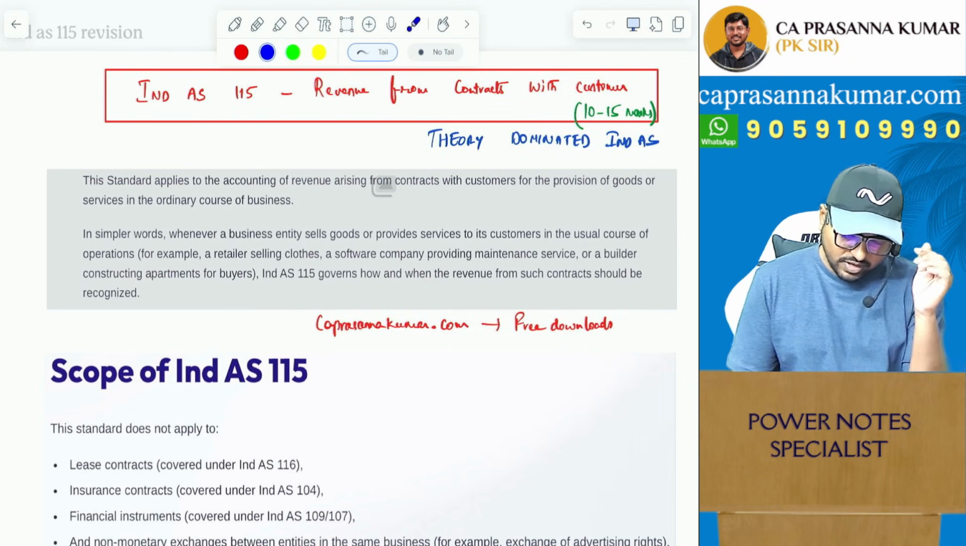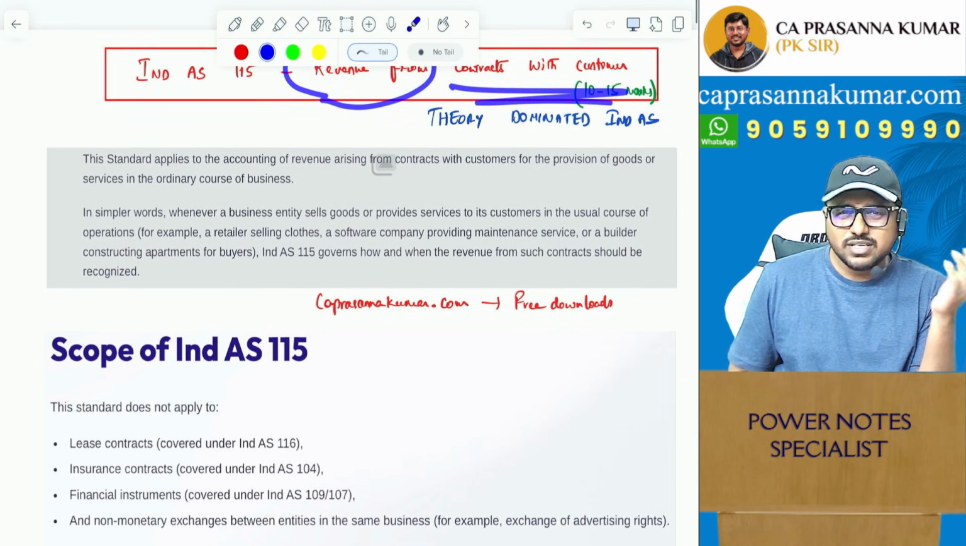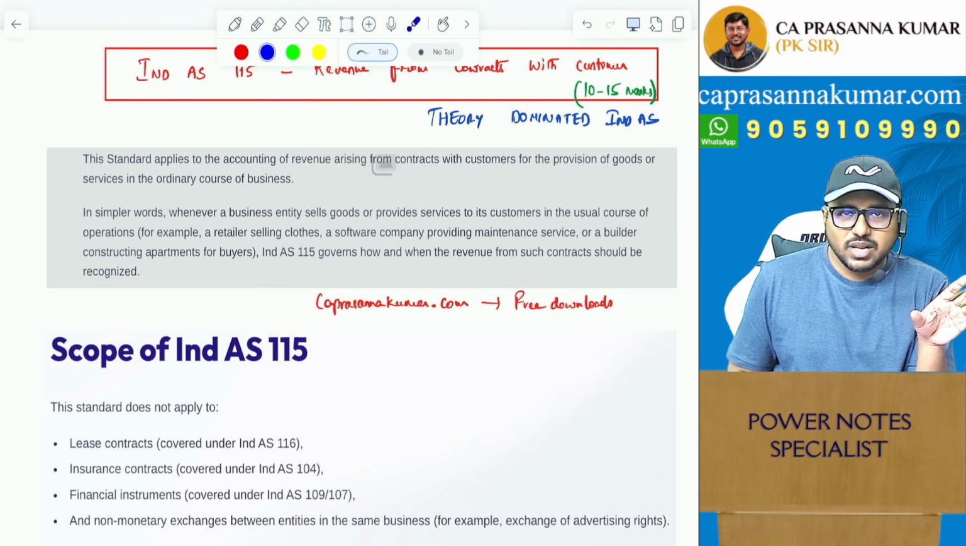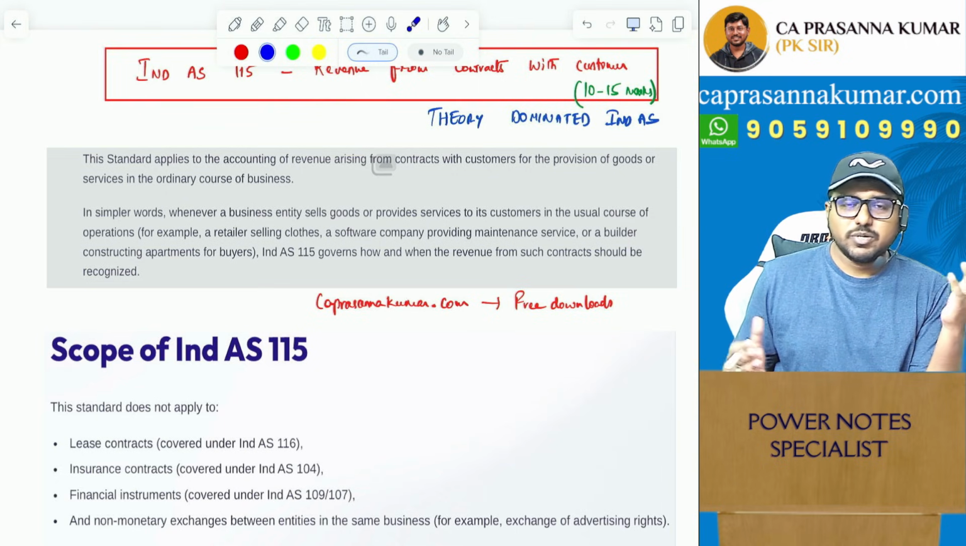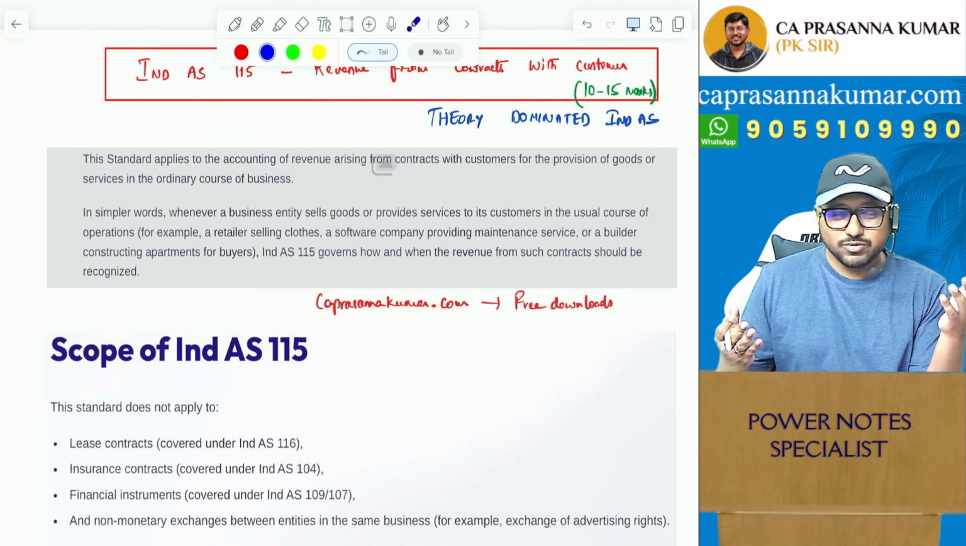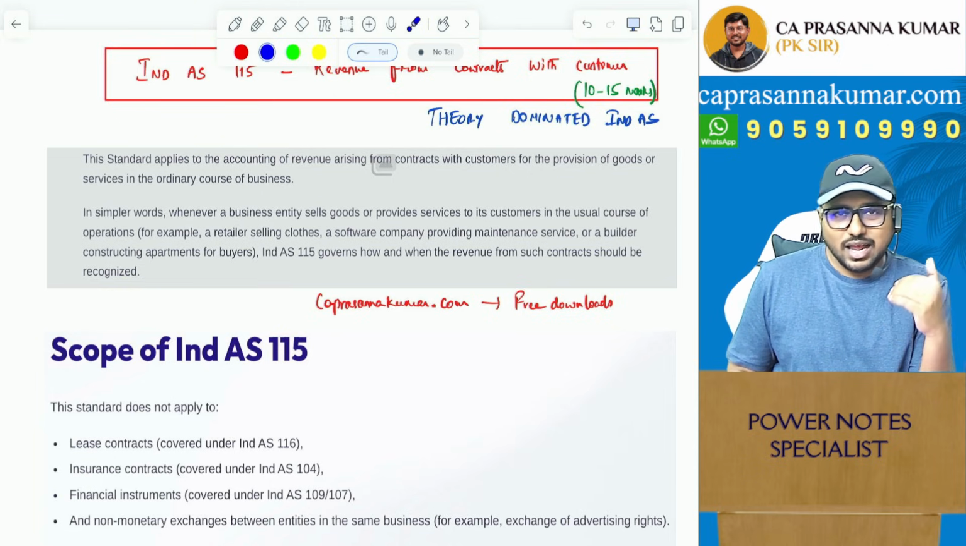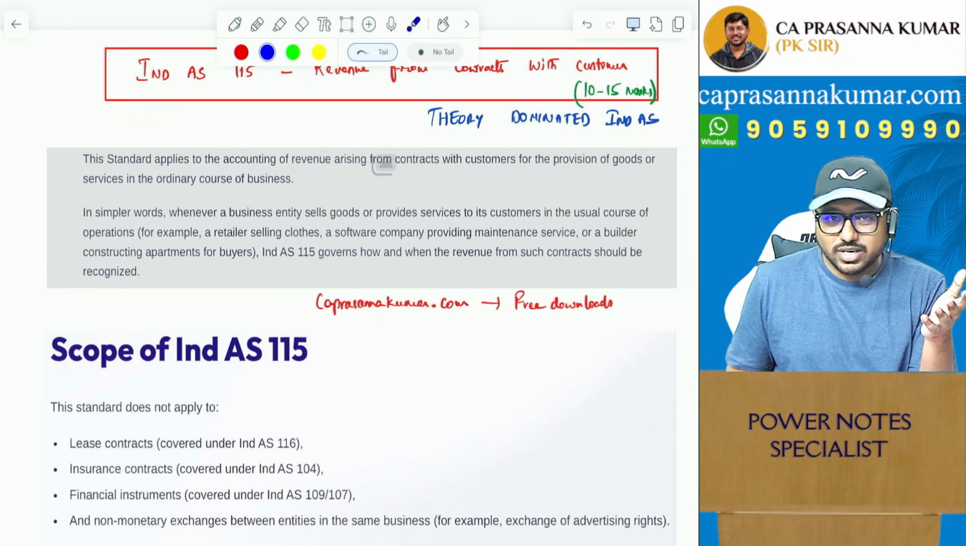So what do we have? Revenue from contracts with customers. Basically it's a revenue standard. This standard tells you when to recognize the revenue. It's as simple as that. You get money from the customer. Just because you got money from the customer for the good that you have sold or the service that you have provided, you can't immediately recognize the revenue. Ind AS 115 says, just wait, I'll tell you when to recognize revenue, how much to recognize revenue, everything.